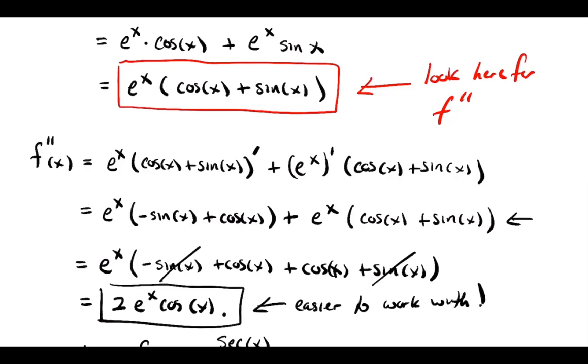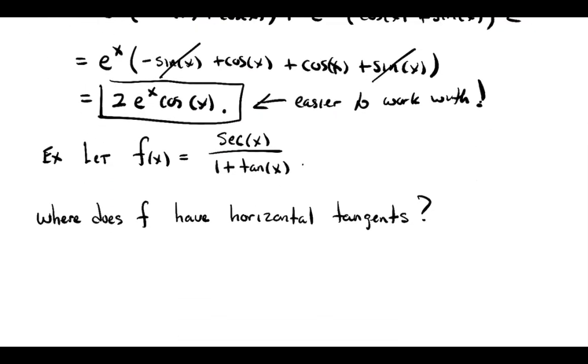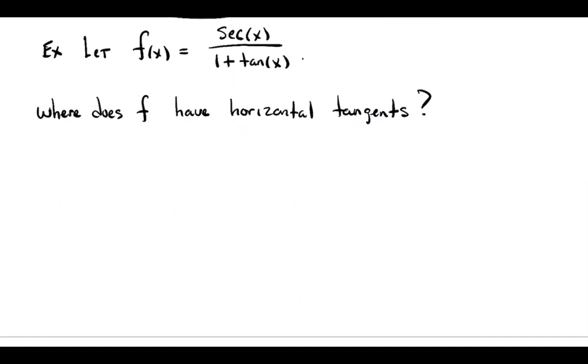Okay, cool. Let's do another one. This time I've got a function, it's a ratio. I wanted to practice the quotient rule with you guys. So I've got a function that's a ratio, secant x over 1 plus tangent x. And I'm trying to circle back through ideas, asking you, well, where does this thing have horizontal tangents?